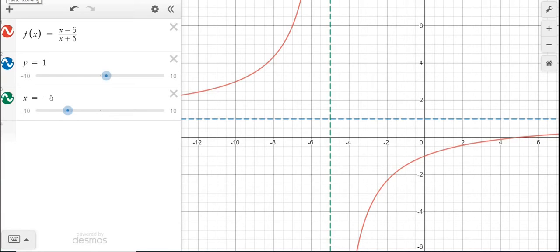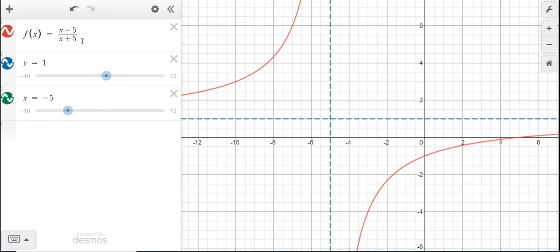Recently we talked about plotting a graph of a rational function. The rational function that we were considering was the function f of x equals x minus 5 over x plus 5. And we came to the realization that there had to be a vertical asymptote at x equals negative 5, because that causes the denominator to become equal to 0. And that would mean that we were doing division by 0, which is not allowed.